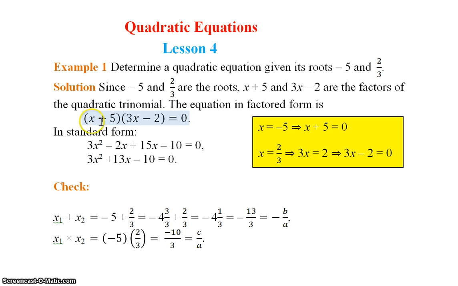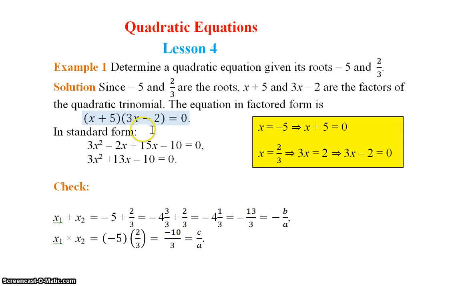The equation in factored form is x plus 5 times 3x minus 2 equals 0. We can rewrite this equation in standard form. In order to do it, we expand the brackets. We multiply first times first. X times 3x is 3x squared. First times second. X times -2 is -2x.